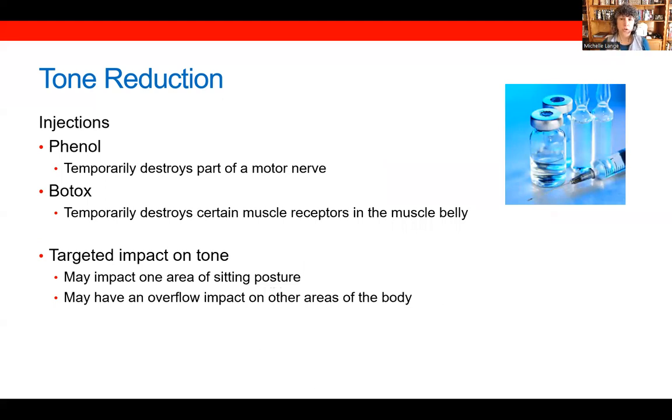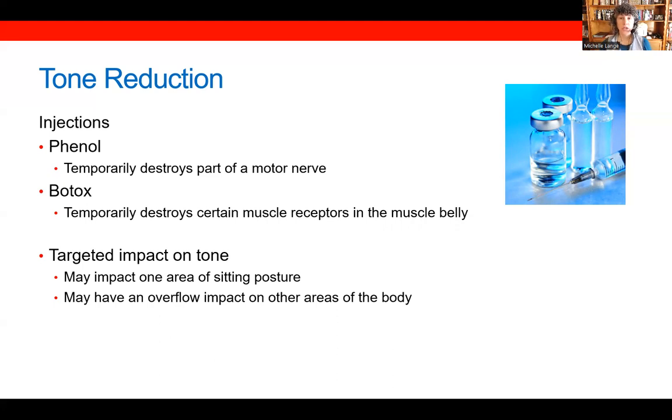Also common in tone reduction are injections, and this provides a more targeted impact on tone. Common injections include phenol and Botox. Phenol, when it's injected, temporarily destroys part of a motor nerve. So not as much information gets to all those muscle fibers in the muscle belly, and we have a temporary reduction.